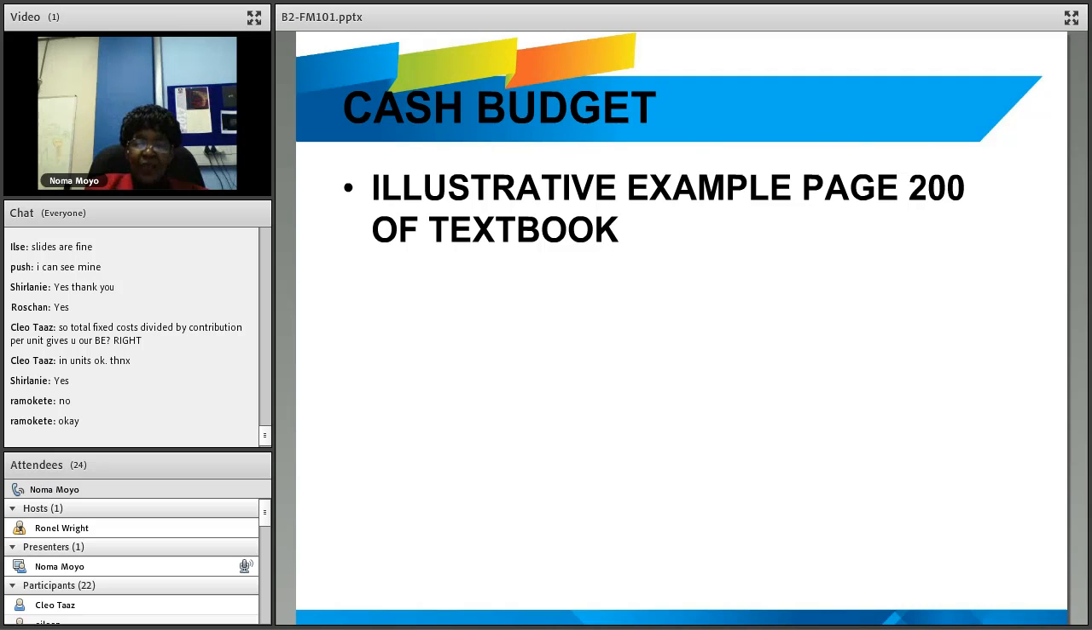Cash budget. Cash budget, I already explained, it looks at how much has been used, where the money came from. A good example is on page 200 of your textbook. I'm trying to push for questions later. That's why I'm trying to have us cover this. Please go through that example.